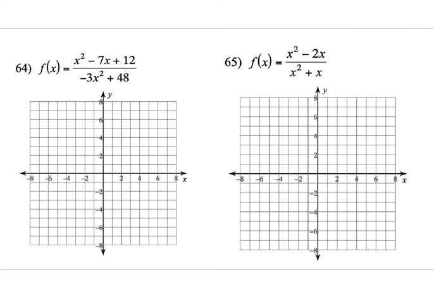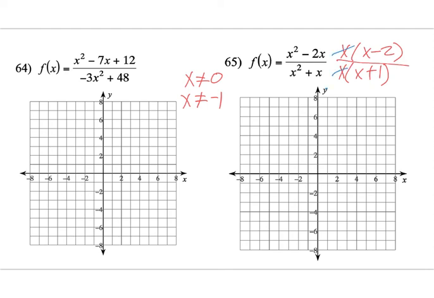Looking at a couple more of these, in fact, I'm just going to look at number 65 because all the rest of these have answers there. I'm going to do some factoring because we're going to talk about a hole with this one. We got x times x minus 2, and then we've got x times x plus 1 on the bottom. A couple of things are going to happen here. First, I know that x cannot be 0 and x cannot be negative 1 based on that making the bottom 0.